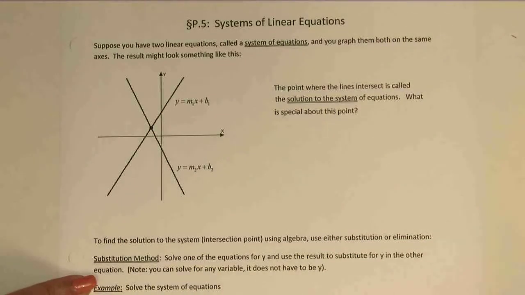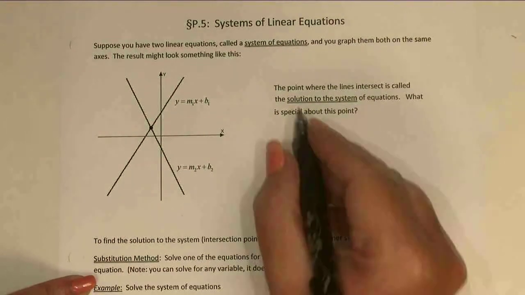Why do you think we call it that? What's special about that point? Well, that particular point is the only point that actually is a part of both lines. So it solves the two equations simultaneously. It makes both equations true.